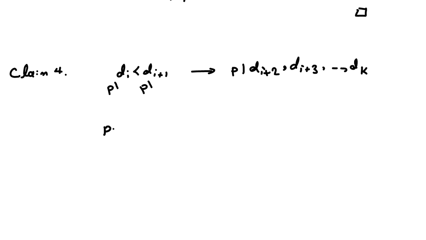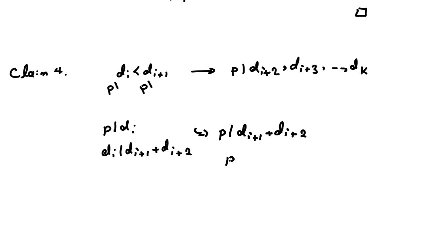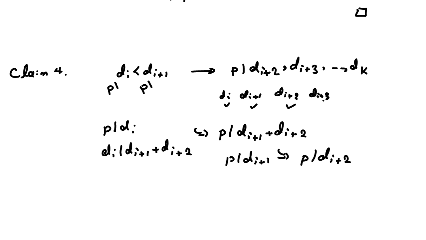The reason is what? P divides di plus 1 plus di plus 2. So by considering these two things, we conclude p divides di plus 1 plus di plus 2. And we know p divides di plus 1. So we conclude p divides di plus 2. Okay? And similarly, we've concluded from di and di plus 1 that di plus 2 is divisible. Then similarly, we can say di plus 1, di plus 2, di plus 3, and go up to dk. It's similar to induction. Okay, we proved claim 4.